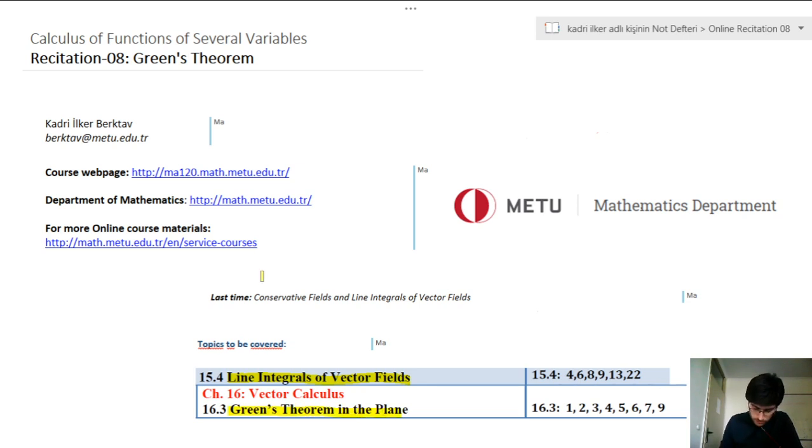And of course, if you remember, last time we discussed conservative fields and again line integrals of vector fields. Today we will briefly keep discussing those topics, and then we move to the concepts of Green's theorem and its applications.